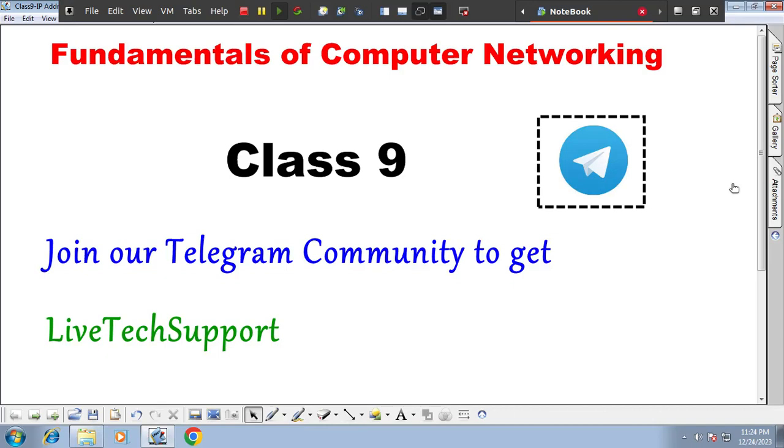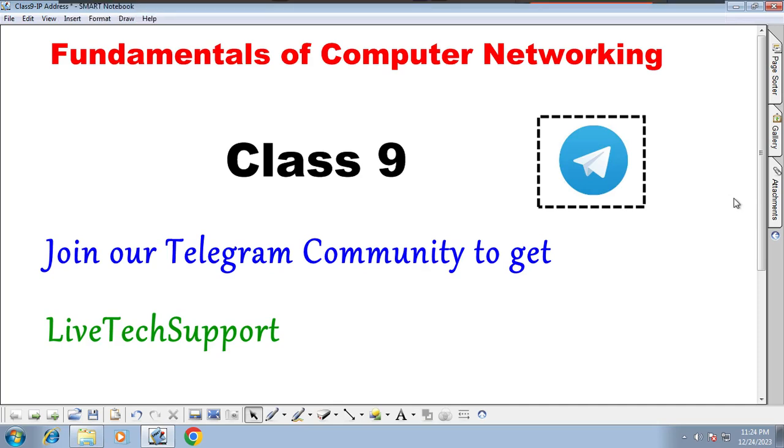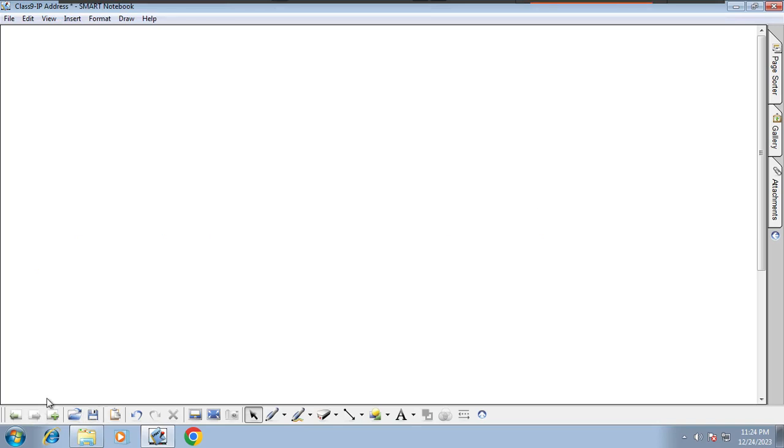And after a long time, I came back with the same fundamentals of computer networking. In this class, we are going to understand IP address in detail. Last class, we did what is IP address, understanding of IP address, the use of IP address, and how IP address is different from MAC address. In today's class, we will understand IP address scheme.